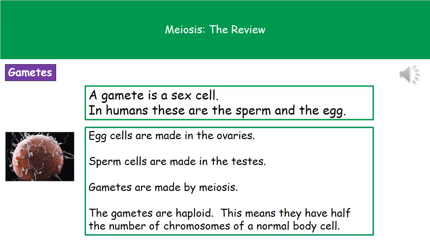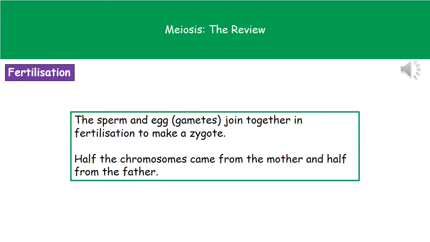Just have a look at the question. If they're giving you the value of the normal body cell number of chromosomes and they're asking you for the haploid number, then just halve it. If it's the other way around, then you double it. Okay, so just read the information they give you in the question.